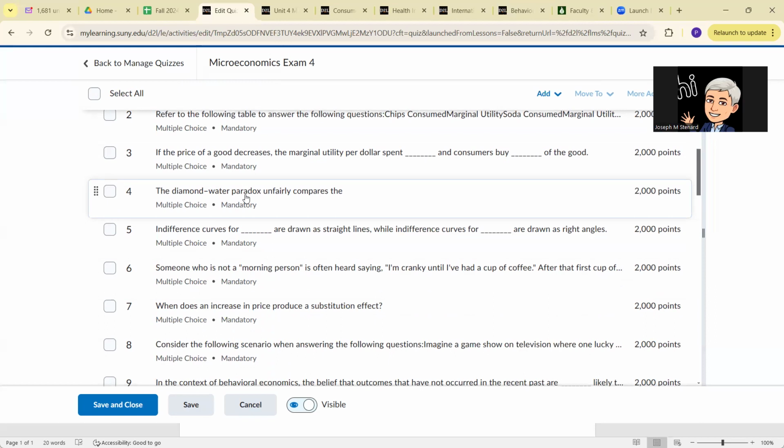But the answer to the diamond water paradox is that the water that we're buying has a marginal utility that's very small because we've already been drinking a lot of water. And the diamonds that we buy, mostly none of us buy diamonds, and when we do, we buy it when the marginal utility of the diamond is extremely high. So the amount of diamonds being purchased is rare in your life, and when you do it, the marginal utility per dollar of the diamond is very high.